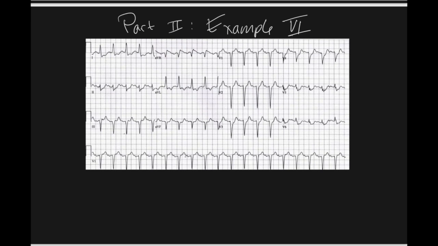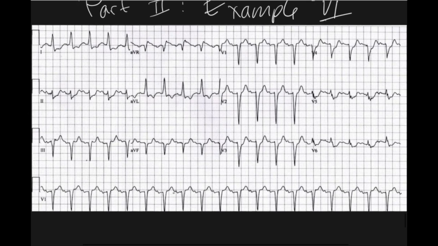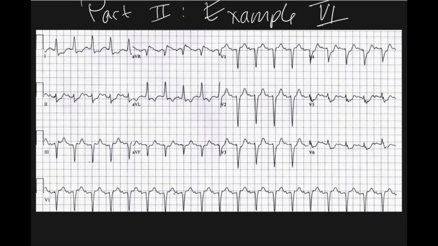Lead 6, or example 6 rather. Same as before, I'm going to zoom in for you. If you guys want to go through the 5 patterns and then go through each lead to see what you find, and then come back to me, that would be great. Alright guys, good luck.